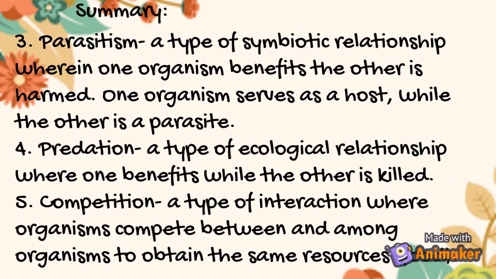Third is parasitism. It is a type of symbiotic relationship wherein one organism benefits while the other is harmed. One organism serves as a host while the other is a parasite. Fourth is predation. It is a type of ecological relationship where one benefits while the other is killed. The fifth one is competition, a type of interaction where organisms compete between and among organisms to obtain the same resources, which are the foods.